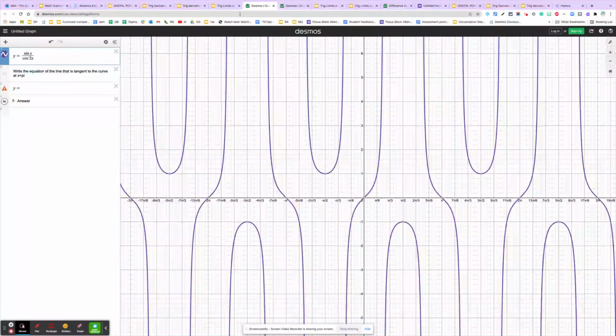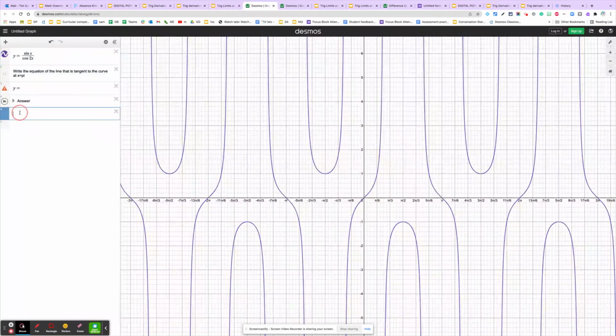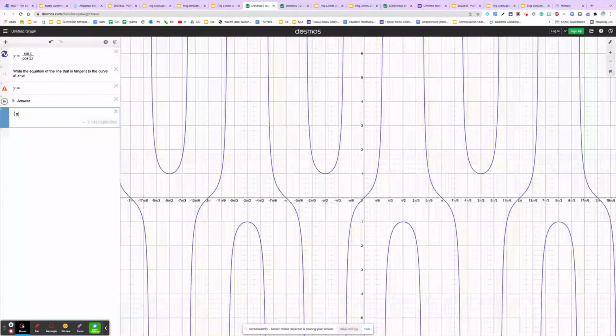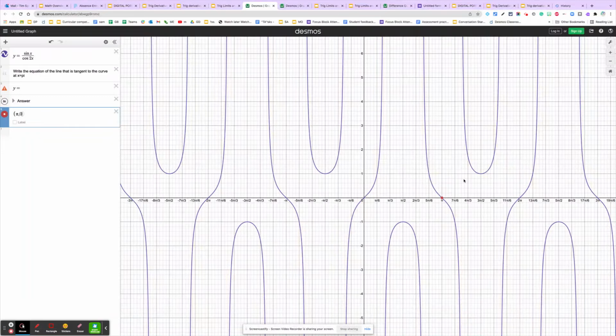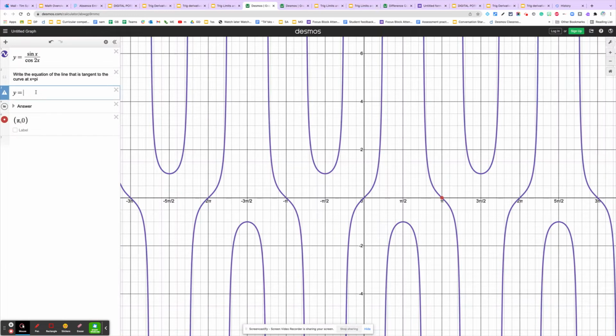Now, remember, what was that equation again? The slope was -1. Oh, I guess we should get the coordinate first. So let's type in the coordinate. So that's going to be pi comma 0. So we're talking about what's the slope right there. And gosh, to me it looks like -1, which is what we found. So it's going to be -1x.